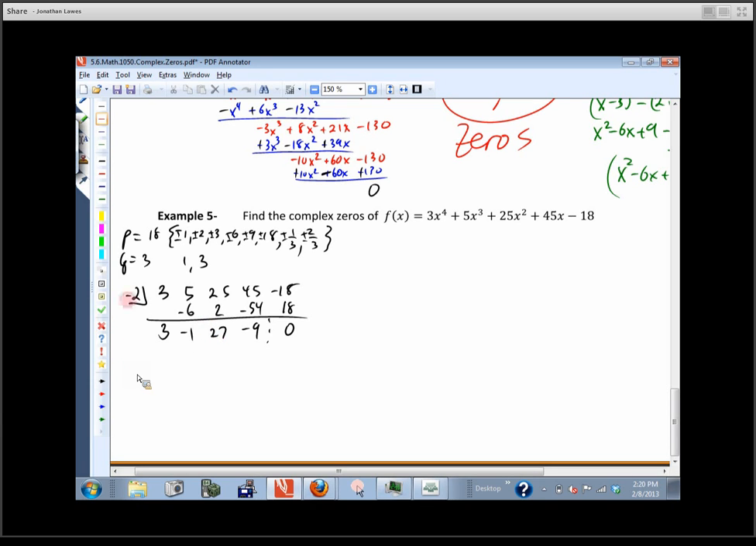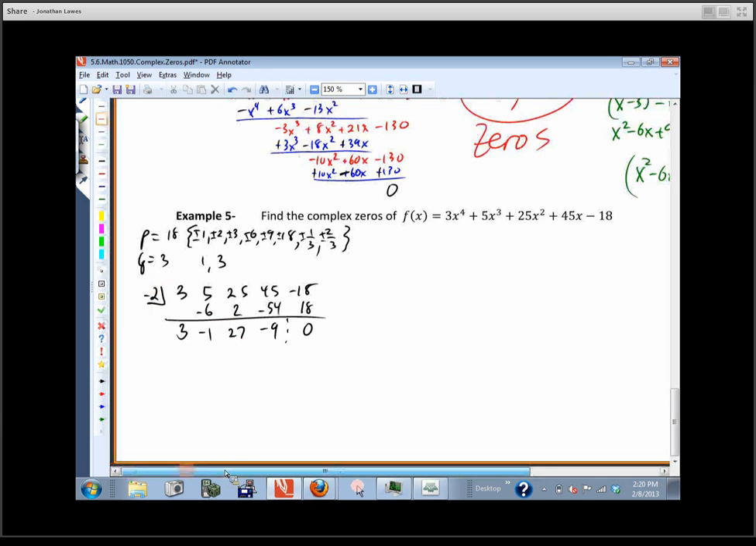So, here's what we've got. I've got a 0 right here. That's a 0. That means I've got a factor of x plus 2. And then I've got a 3x cubed minus an x squared plus a 27x and minus a 9. Now, were they nice on this problem? Yes. Somebody tell me why.